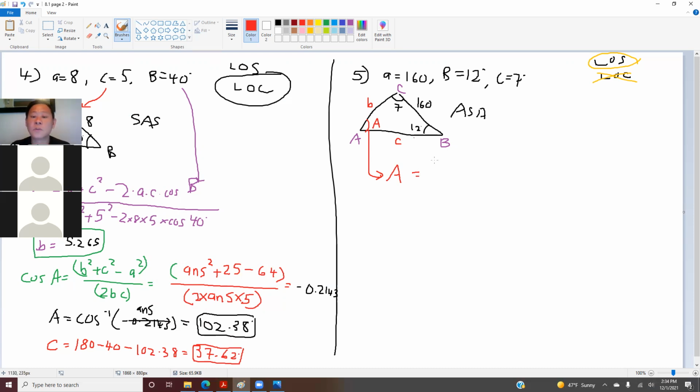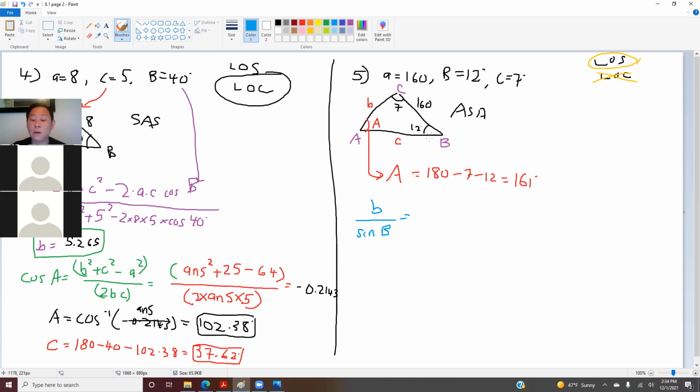161. So you take 180 minus the remaining, right? 7 and 12. So this is 161 degrees. So once you find angle A, then we can find side B. So using law of sine, b over sine B, because we need to find B.